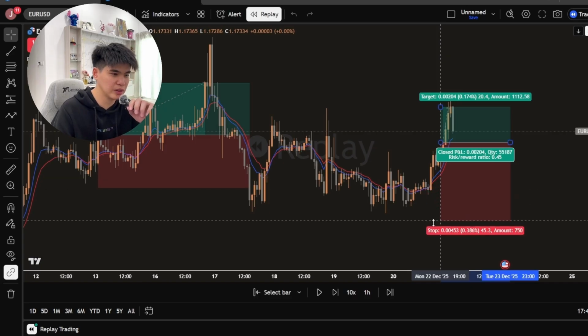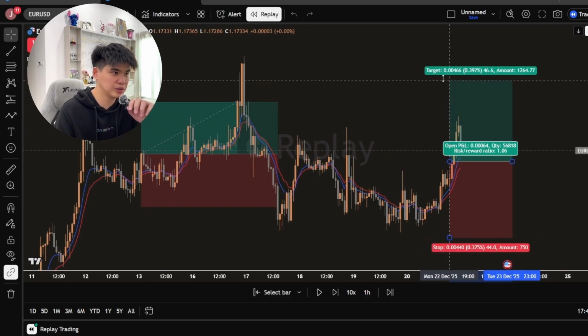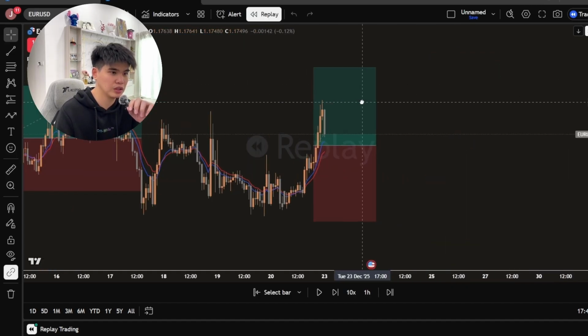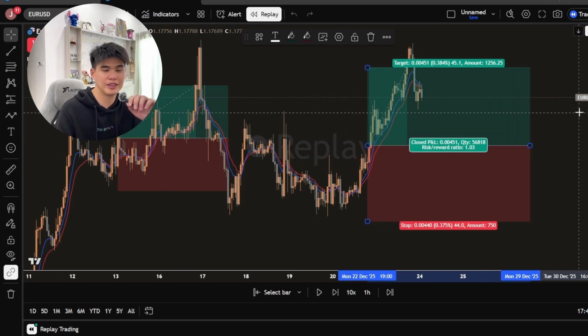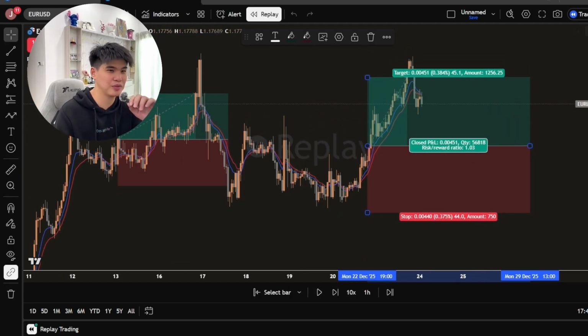So let's just say I also enter right after my bullish engulfing candle. All right, I set my stop loss at my previous low. That's about 44, 45 pips. I also set my take profit somewhere around 44, 45 as well. All right, and then let it run. Boom. All right, congratulations. Second take profit of the day.